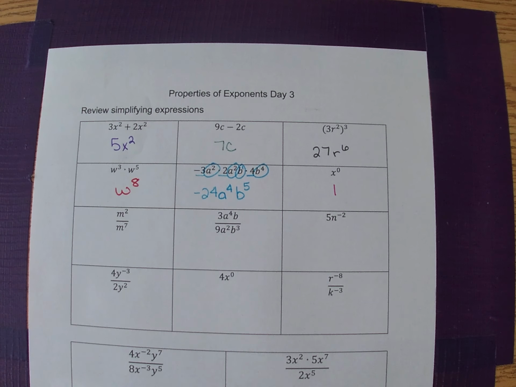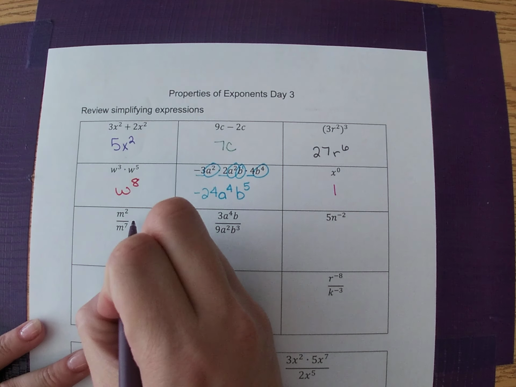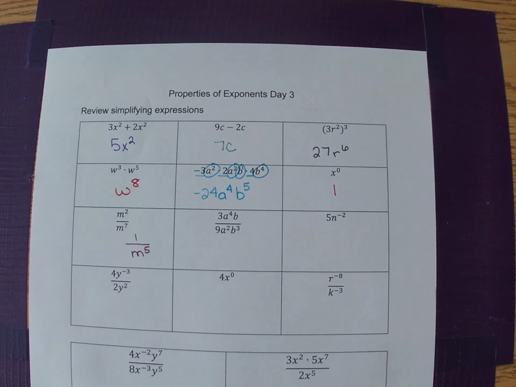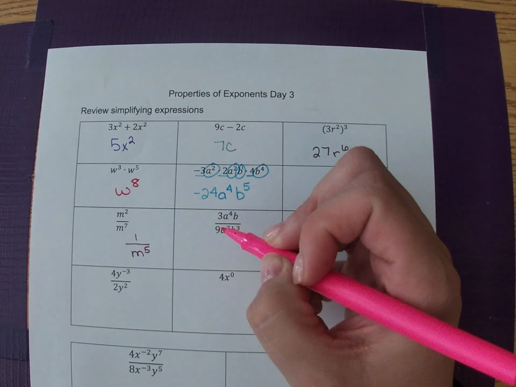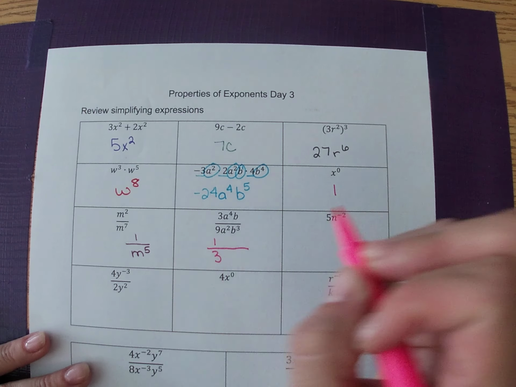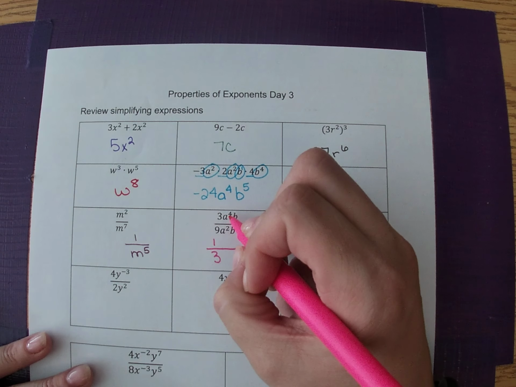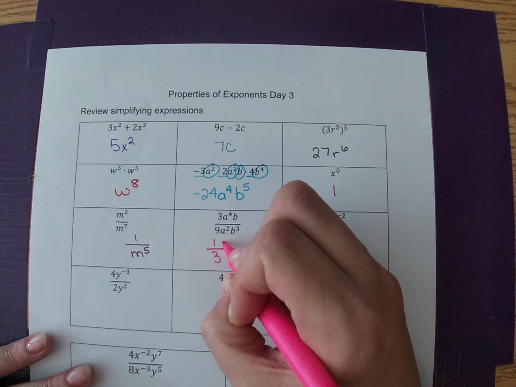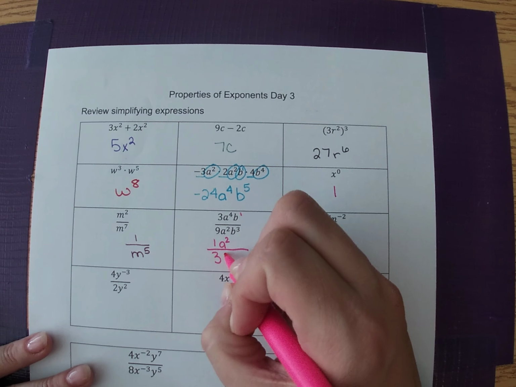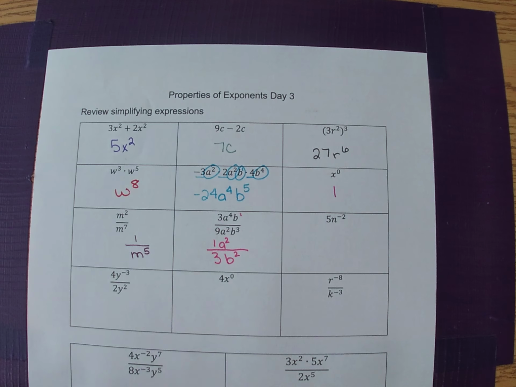When we divide, we subtract. So 2 minus 7 gives us a negative 5, and a negative 5 tells us to write it on the denominator of the fraction. All right, on our next one, we want to reduce 3 over 9. So we know 3 over 9 will reduce to 1 over 3, and then we're going to subtract the exponents. 4 minus 2 is positive 2. Positive goes in the numerator. 1 minus 3 is negative 2. When it's negative, it goes on the denominator.